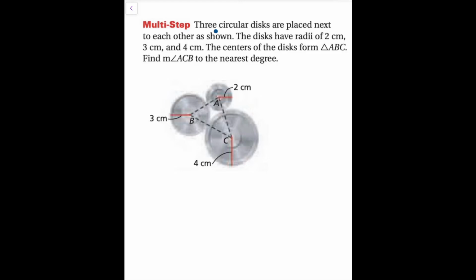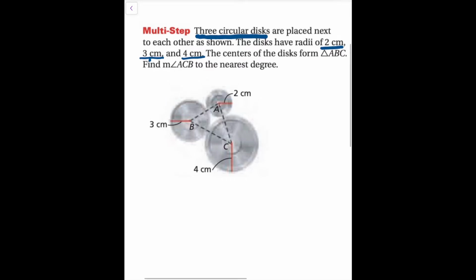Now let's try to do this problem where they give you three circular discs. They said circular discs are placed next to each other as shown. So you can see the picture where they placed three circular discs next to each other. The discs have radii of 2 centimeter, 3 centimeter and 4 centimeter. So they gave you the radii of all the three circles and the centers of the disc form triangle ABC.